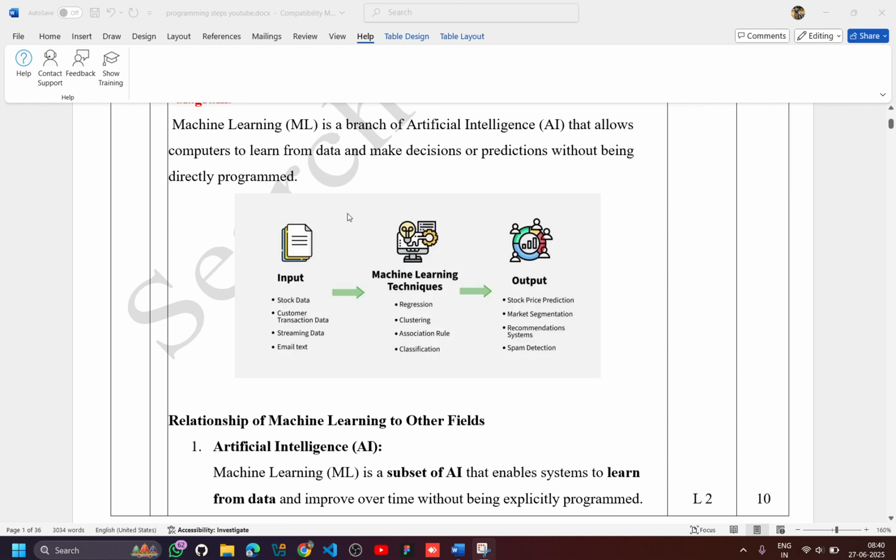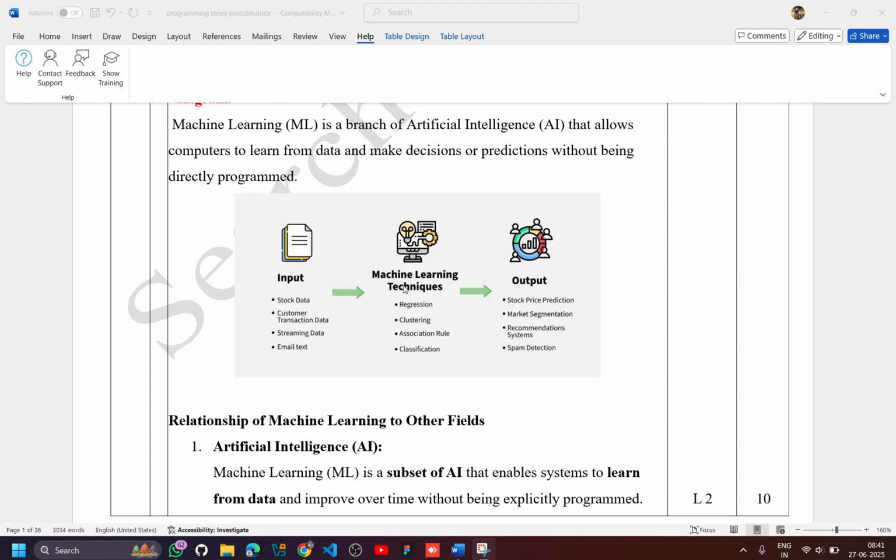See here, the diagram goes like this. Imagine you have 3 or 4 types of data: stock prices or stock data, customer transaction data, streaming data, or email text, or email messages also. So these are different types of data. This is the raw input that we feed into the machine learning system. Think of it as giving examples to a student before an exam.